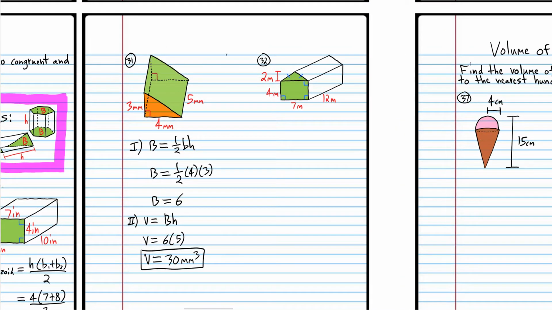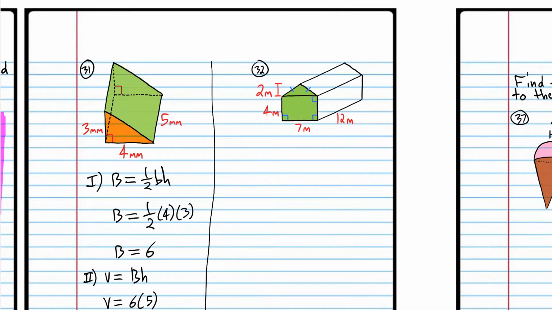So for number 32, it might be a little more challenging because all that green part there is the base area. So you have to find the area of the rectangle, and then you have to add it to the area of the triangle. And it might look like you can't find the area of the triangle because you don't have the base, but you do. It's there somewhere. Remember, so try number 32, and when you come back, we'll do it together.